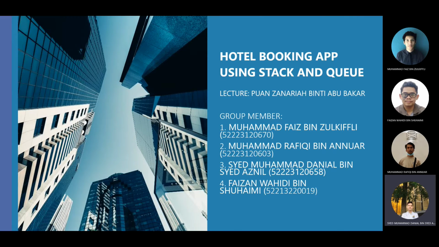Today our group will be presenting our project, and our project title is Hotel Booking App using Stack and Queue. Okay, first I will introduce my members.